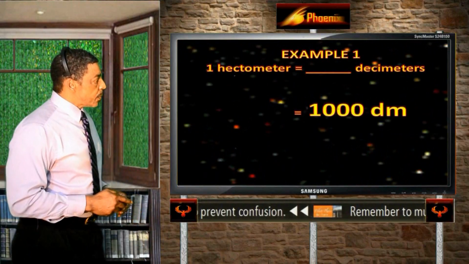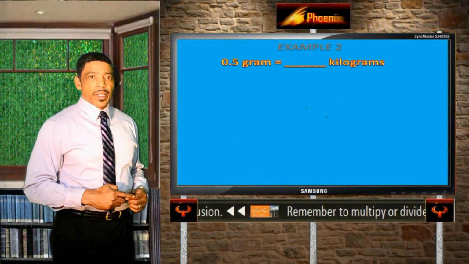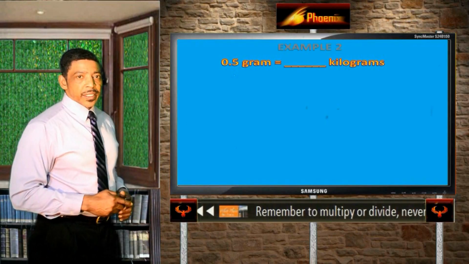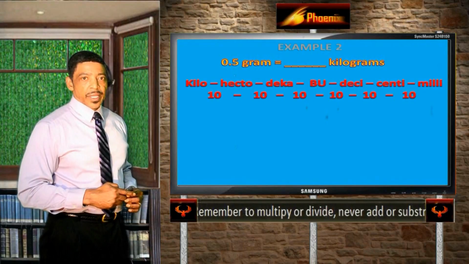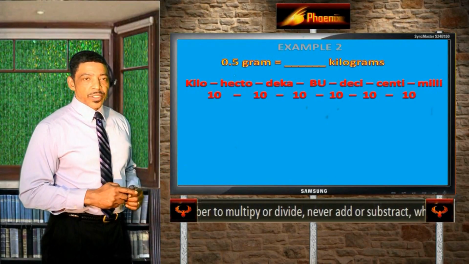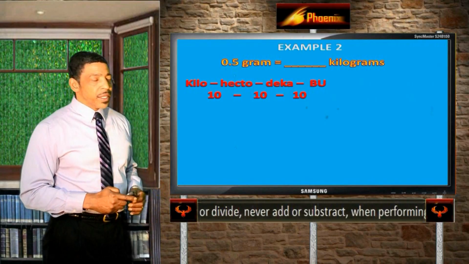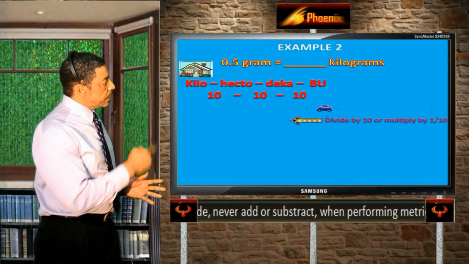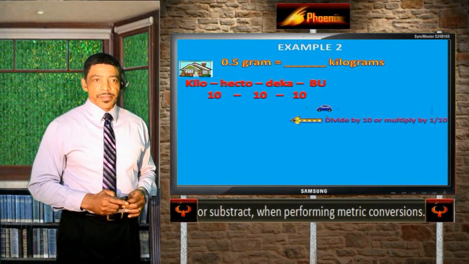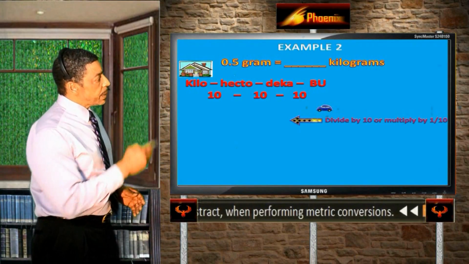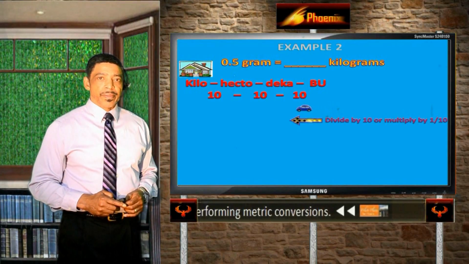In this example, we're asked to convert 0.5 grams to kilograms. Once again, we first write a simple metric scale, placing the base units in the center, and eliminating the unneeded portions. Now set the destination and the origin. This time the destination is kilo and the origin is the base unit grams. In order to go from the base unit to the kilo, we must pass the deca and the hecto.